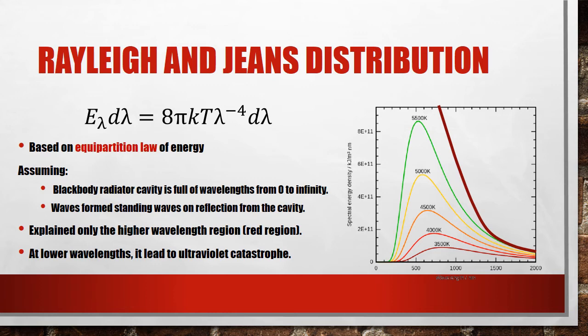The Rayleigh-Jeans distribution was also not very successful because it was not able to explain what happened towards the lower wavelength or higher frequency region. It couldn't explain what happened towards the blue region, but it was a good approximation towards the red region.